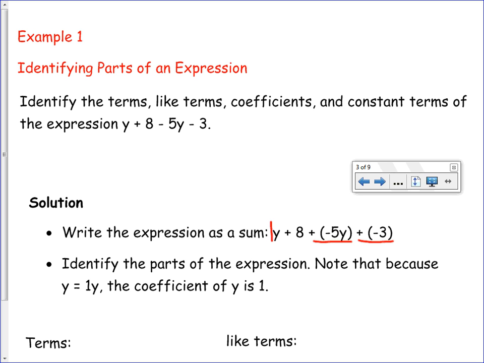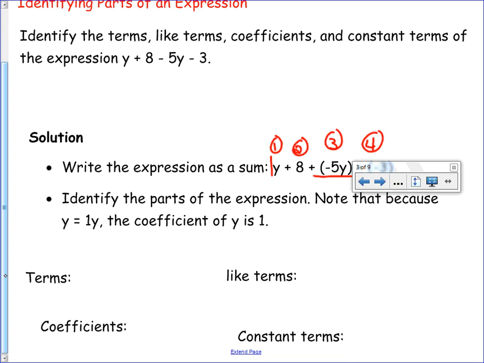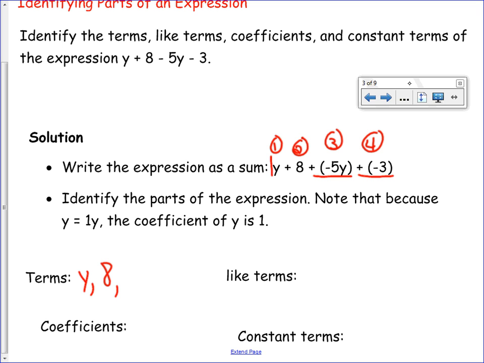In this expression right here, how many terms are there? 1, 2, 3, 4. There are 4 terms in this expression. So our first term is y. Our next term is 8. Our next term is negative 5y. And our final term in this expression is negative 3.